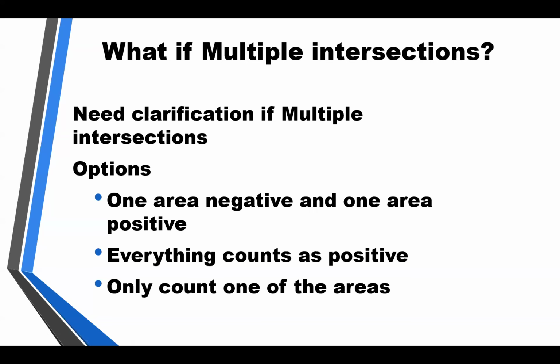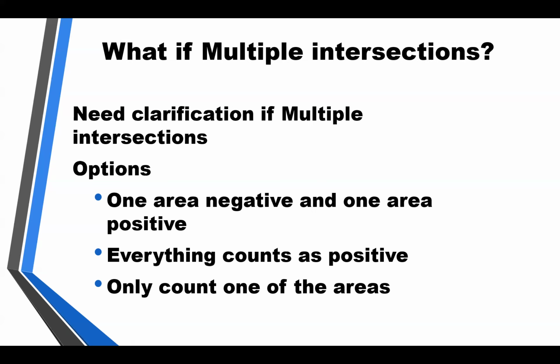That situation can happen whenever there are a bunch of intersections. When there are multiple intersections, then we can end up with some ambiguous questions. So we could, again, count one area as positive, one area as negative. We can count everything as positive. We could only count one of the areas. And so we need some clarification.